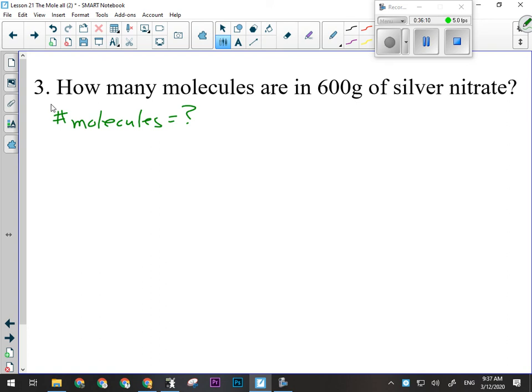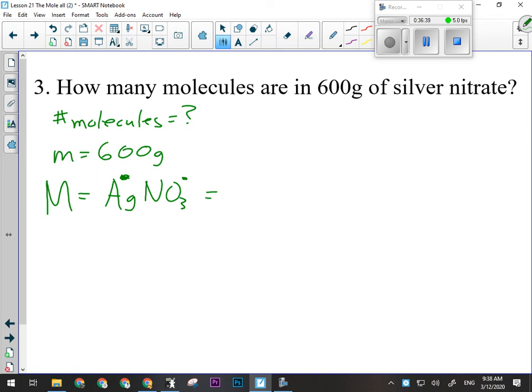So what did they just give me there? Little m, right? 600 grams. And they tell me that it's silver nitrate, which means I can figure out what the molar mass is. Silver nitrate: Ag, which is a +1, is with nitrate, NO3, which is a -1. So that compound dropped and swapped. Looks like that. Now I can calculate its molar mass.